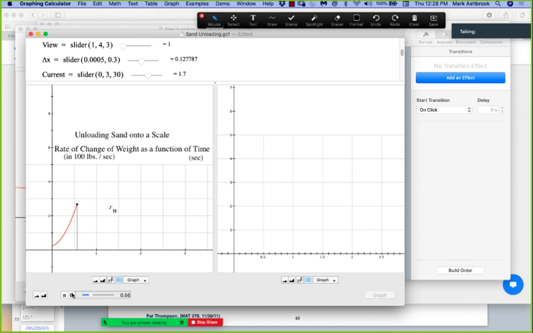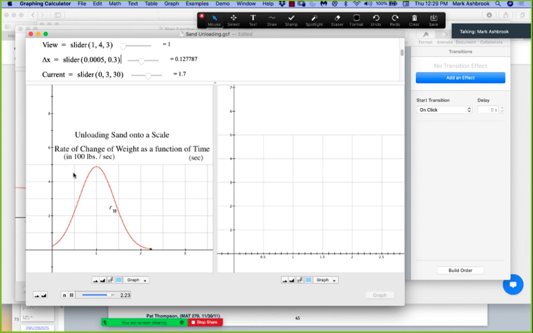And so at some point in time, the sand was unloading out the back of the truck onto the scale, and there was a certain rate for every moment of time of the sand unloading. As time went by, there were all these correspondence points of time and rate, and so this graph is a certain perspective on that, by correspondence points of time and rate.